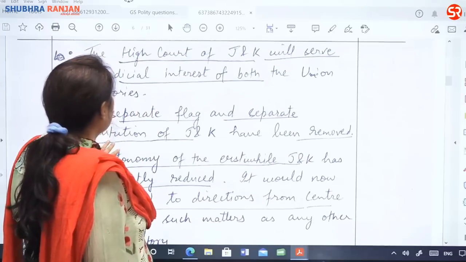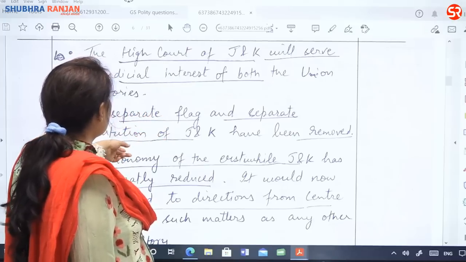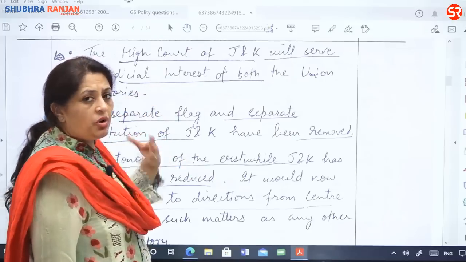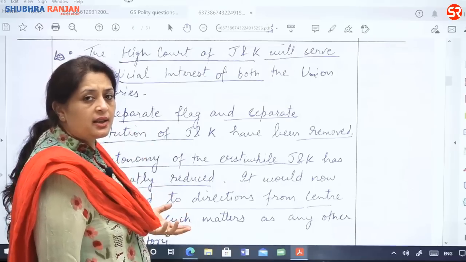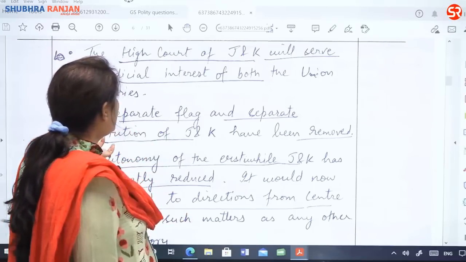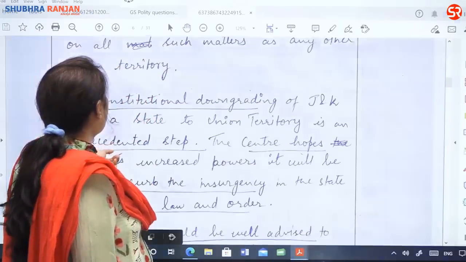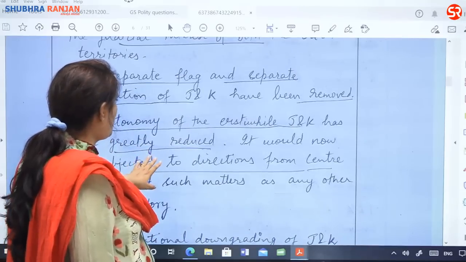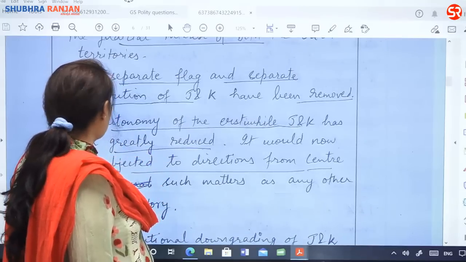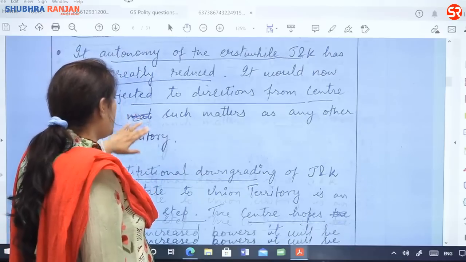The High Court of JK will serve the judicial interest of both the union territories. The question actually doesn't ask about internal status, but fine, if you've written that the separate flag has been abolished, the autonomy has been greatly reduced. This is a good point. It would now be subjected to the directions on all such matters as any other union territory.